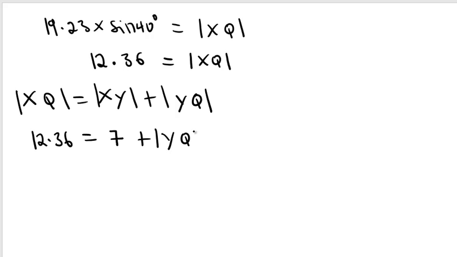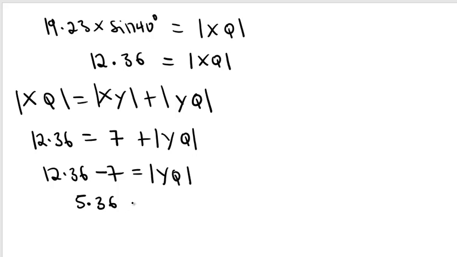So making YQ the subject, let's shift this 7 to the other side. So we are going to have 12.36 minus 7, and this will be equal to the length of YQ. Therefore, we subtract, and this will give us 5.36 being equal to the length of YQ. Therefore, the length of YQ is equal to 5.36 meters.